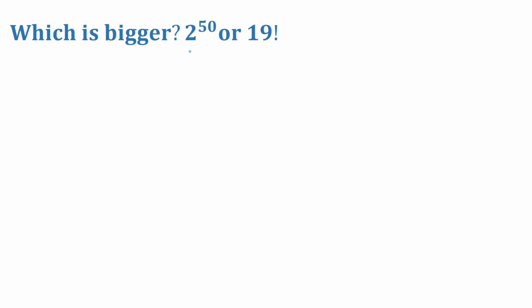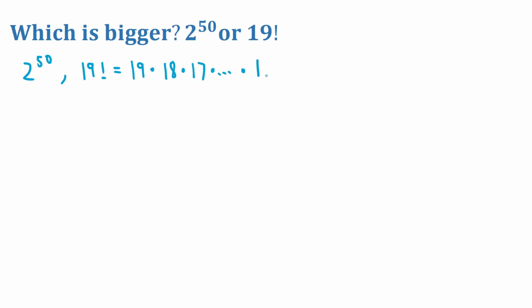So which is bigger, 2 to the power of 50 or 19 factorial? The first expression is 2 multiplied by itself 50 times, so if we expand the expression, the product would have 50 terms. The second expression is 19 factorial, which is 19 times 18 times 17 and so on until times 1. That's what the factorial means.